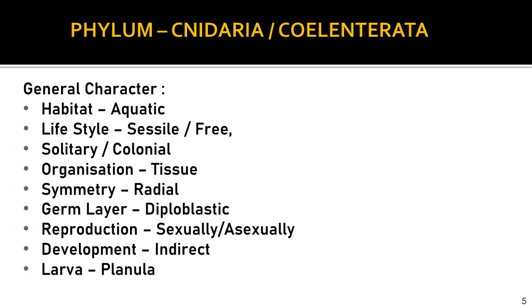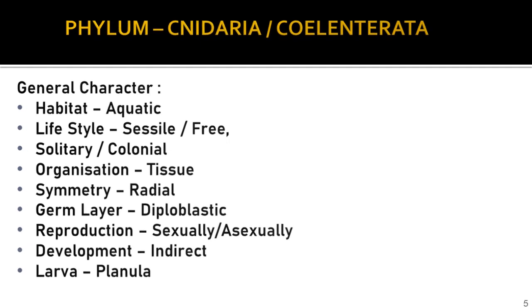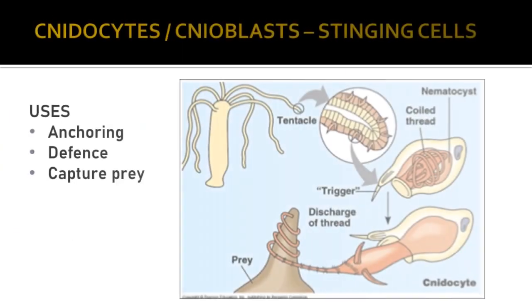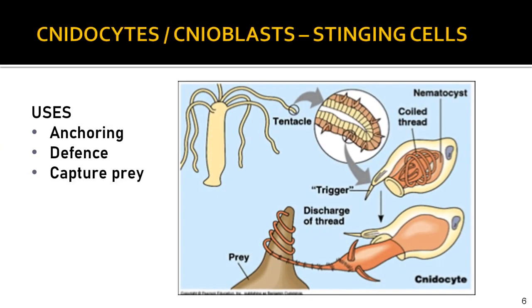Understand? So these are the few general characters we discussed now, and let us go on to some specific characters of this phylum Cnidaria. Is it clear? So this is one of the very peculiar and specific characters of phylum Cnidaria. That is cnidocytes or cnidoblasts, otherwise known as stinging cells.